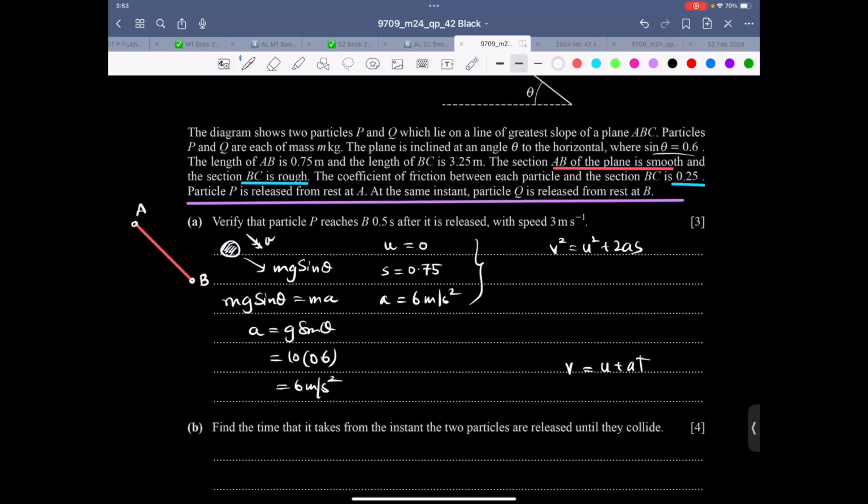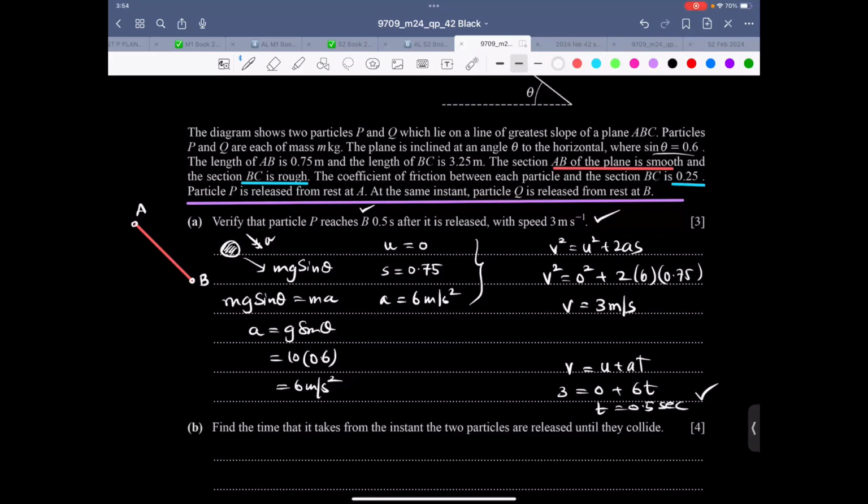So therefore, v square is 0 square plus 2 into a, which is 6, into s, which is 0.75. So 2 into 6 is 12. 3/4 of 12 is 9. Therefore, v comes out to be 3 meters per second. That is done. Plug it in over here. 3 equals 0 plus at, which is 6t. Therefore, t comes out to be 0.5 seconds. So both these parts are proven. That is the first part.